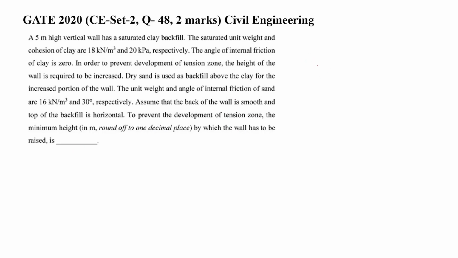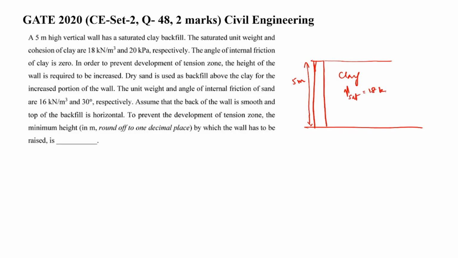Okay, here roughly I'll explain in terms of figure. So there is a retaining wall whose height is 5 meter. It has a saturated clay backfill. There is clay here whose gamma sat is 18 kilonewton per meter cube and C is 20 kPa. And the angle of internal friction of the clay is 0. Phi is 0. So then in order to prevent development of tension zone, what happens?